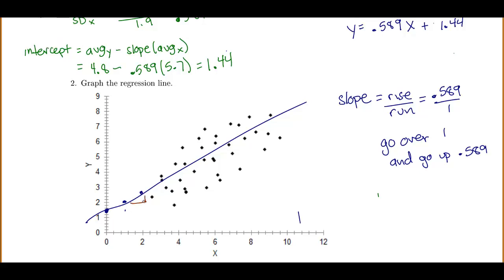Okay, so again we went over 1 and up 0.589. And there's the equation of our line. Notice that it seems to fit our points fairly well. It'd be even better if I had a more exact drawing and I was letting the computer do it instead of trying to do it myself by hand.